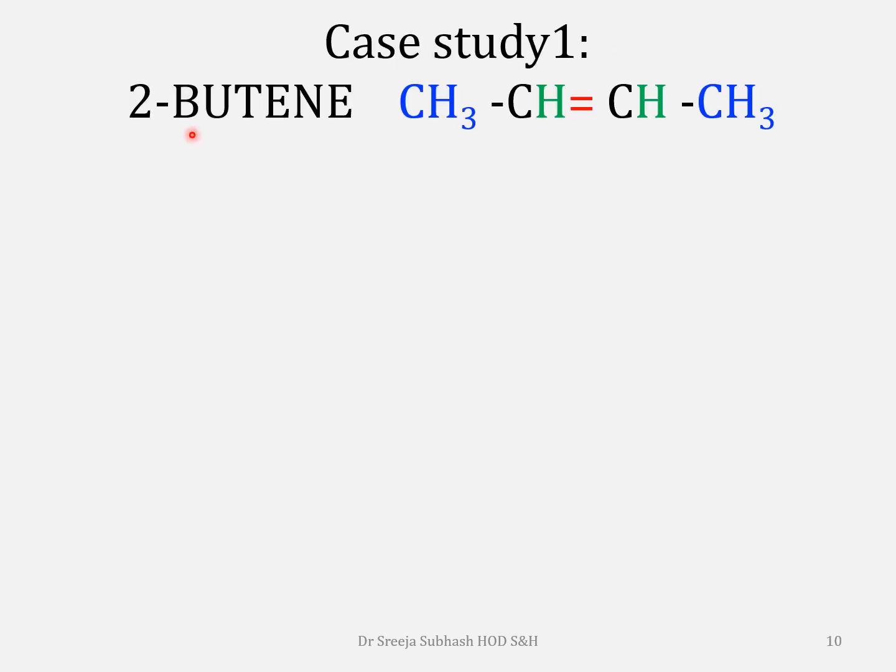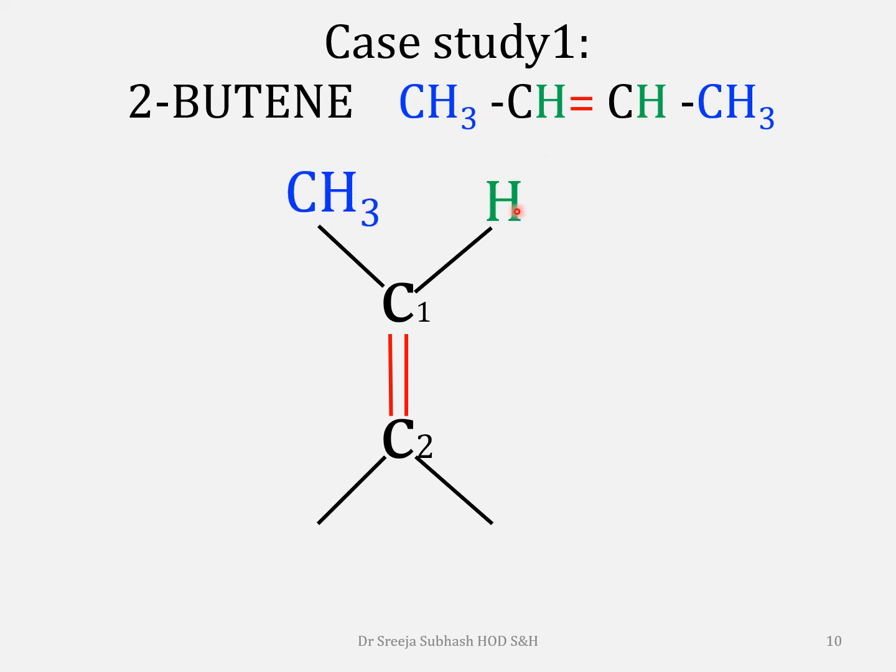Starting with a very simple compound, 2-butene, CH3, CH, double bond, CH, CH3. Let us represent it in this way. The two doubly bonded carbon atoms are going to be shown like this, C1 and C2, because these are the two carbon atoms we are going to focus on. Now, each carbon atom is left with two valencies. Same is the case here. From here we know that this doubly bonded carbon has a hydrogen and a CH3. Put it here, a hydrogen and a CH3. Same here also, a methyl and a hydrogen.